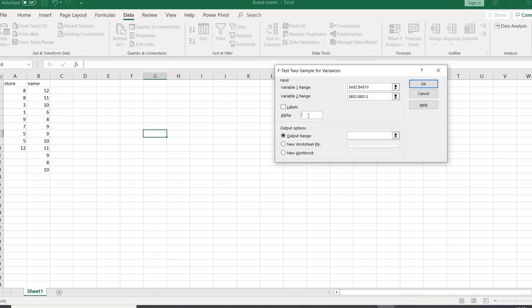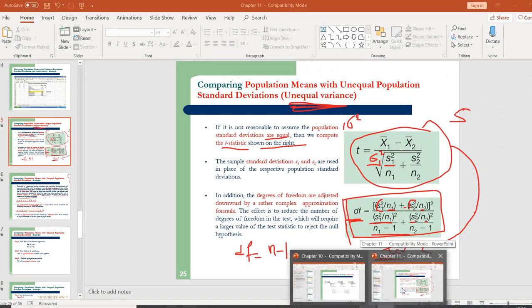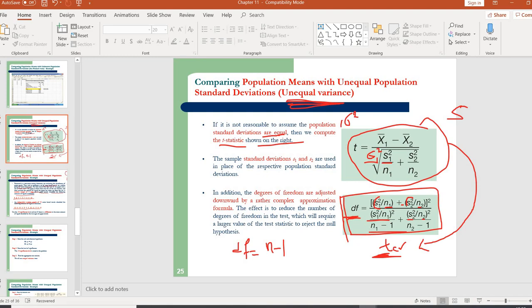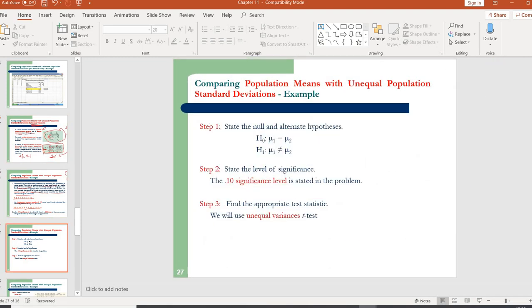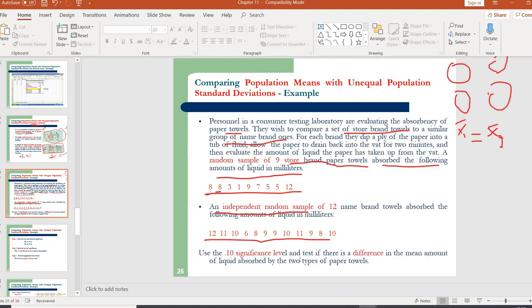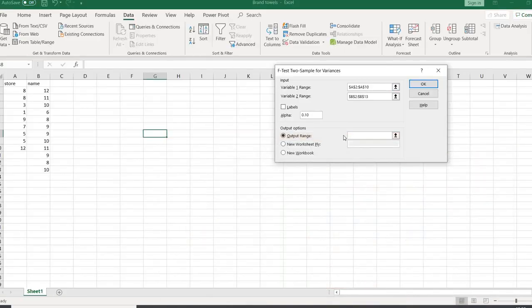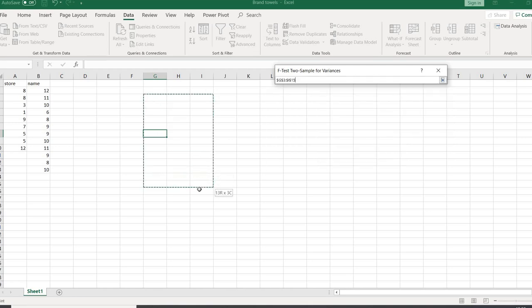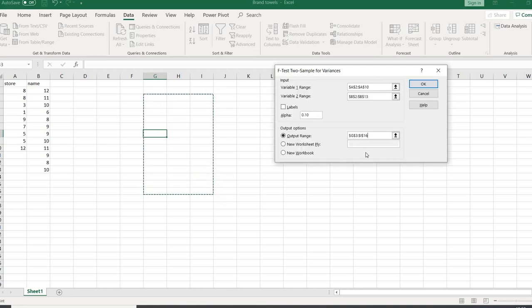And I will come now here, and this test is using 10%. Remember, the level of significance was given in the problem and is 10%. In this problem, everything we are testing is at a 10% level of significance. It's given here: use 10% significance level. So now I have put my level of significance, and then I tick here output range, and I tell Excel that I want my output to be placed here at this range. And after that I click on OK.